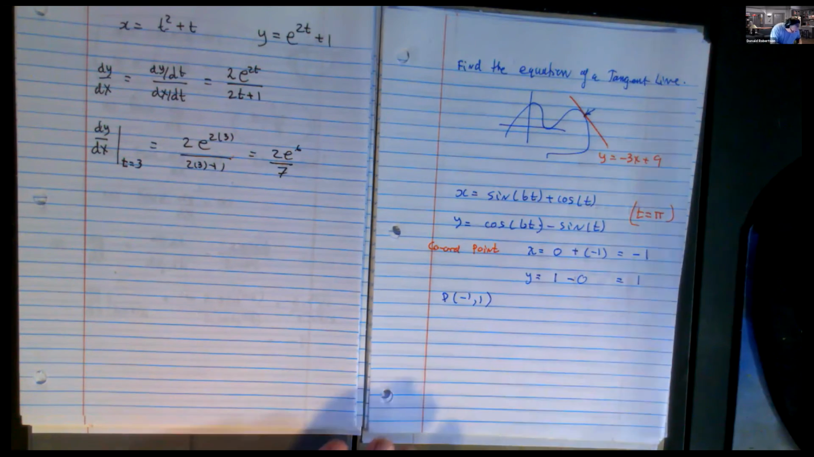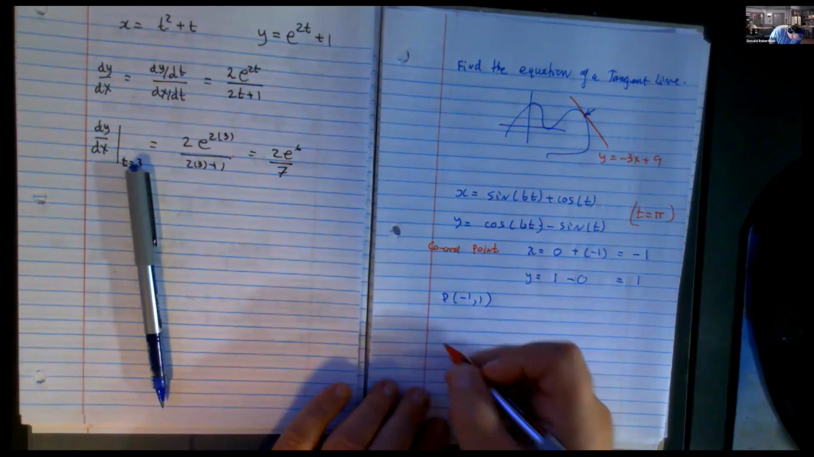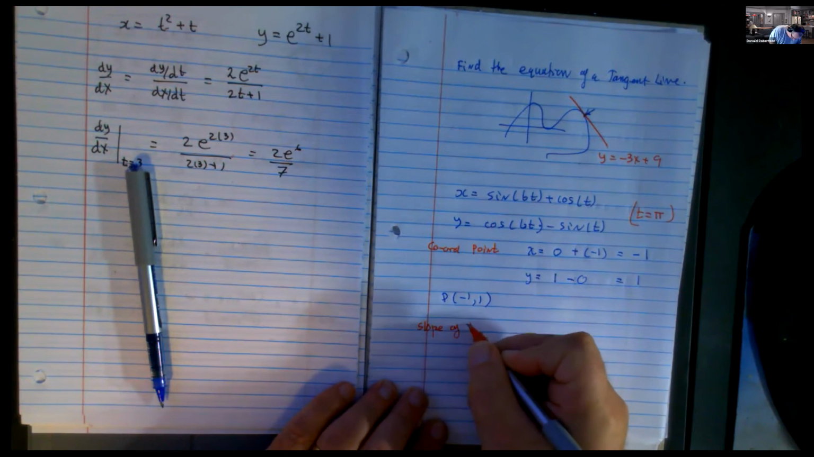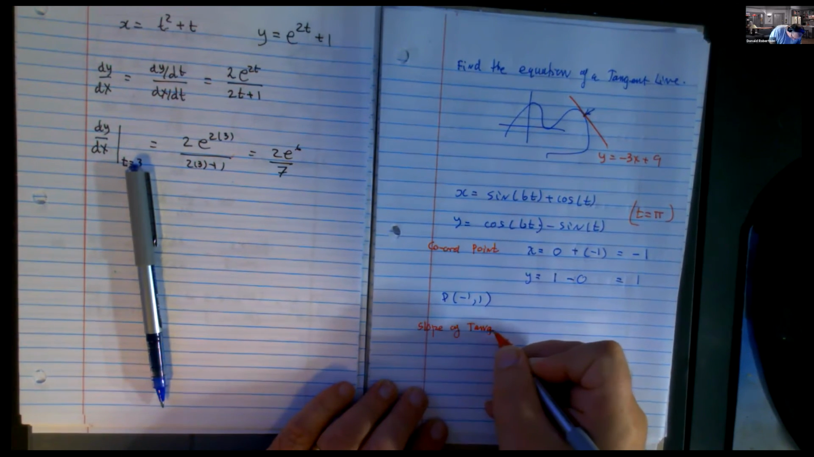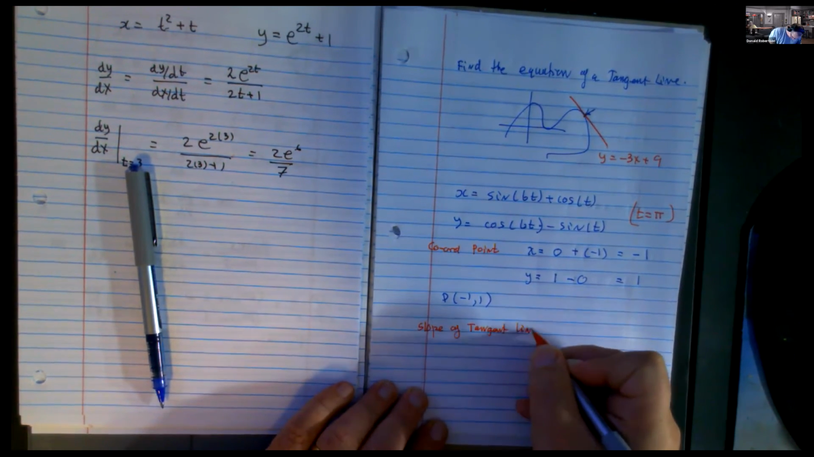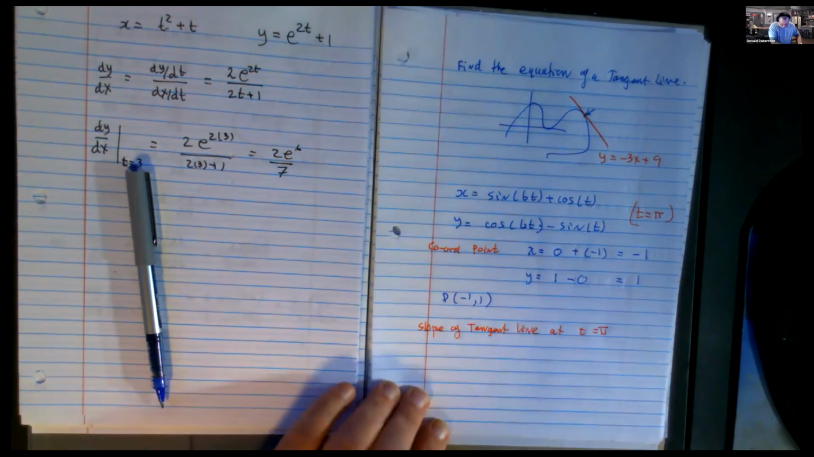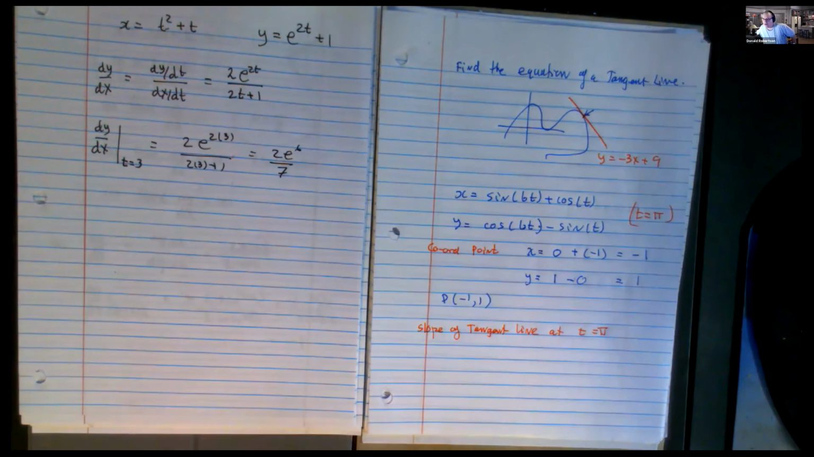Now, the second thing I need to know is the slope of the tangent line at t equals pi. How will I find the slope, right, it's a number, of the tangent line at t equals pi?